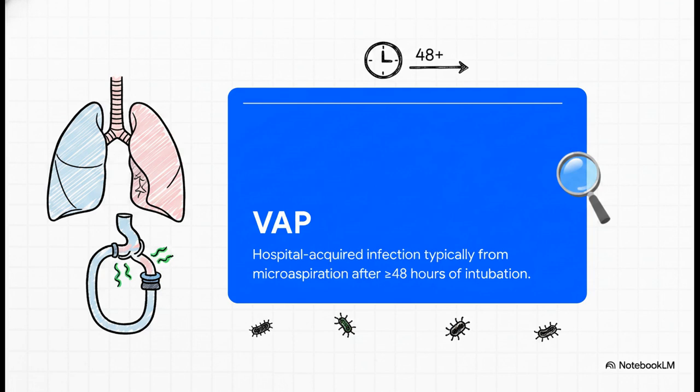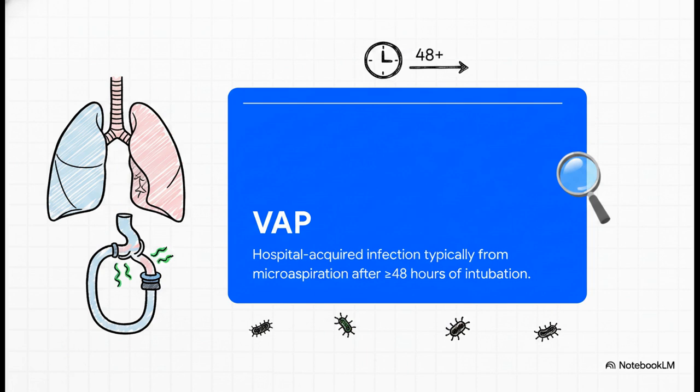Awesome. But our focus has to immediately shift. We now have to keep this patient safe on the ventilator over the coming days. The biggest long-term threat they face right now is VAP, or ventilator-associated pneumonia. This is a nasty hospital-acquired infection that strikes after 48 hours of being intubated.